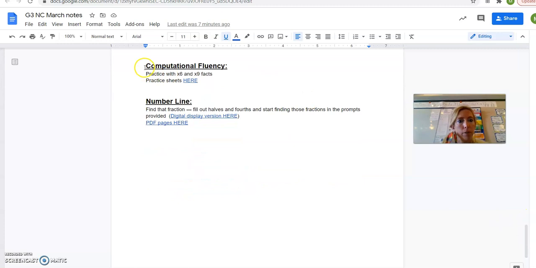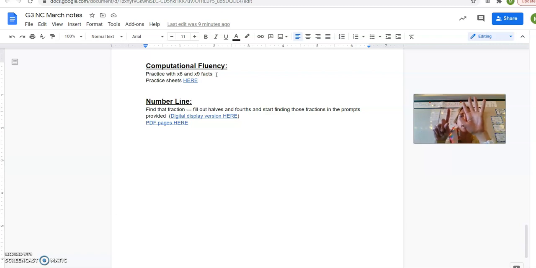All right, then moving on, we have computational fluency and number line. Computational fluency is all about times 6 and times 9 facts. Here are some practice sheets there. When I'm working with groups of kids and we're trying to do a fact like 6 times 7, 6 groups. So now I'm going to make it on my hand, 6 groups. And each one of these is 7. Each one of these is 7, 7, 7, 7, 7, 7.